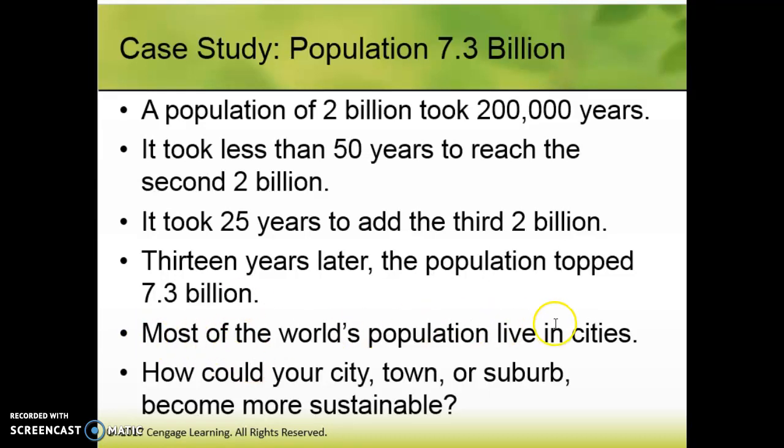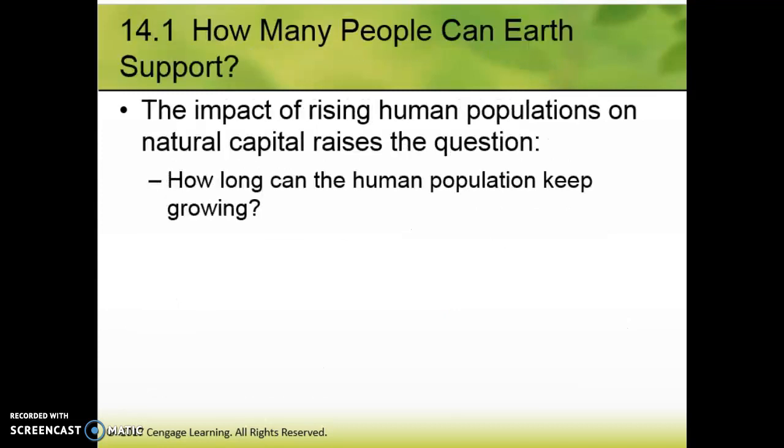Most of the world's population lives in cities today. So this question down here at the bottom is going to drive our discussion of this whole chapter. We will focus on our town, but we'll also apply it to bigger cities, and we'll also look at smaller towns and see how they could be more sustainable. As you well know, the variables are always a little bit different.